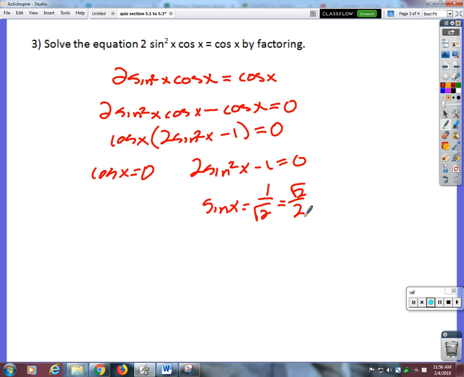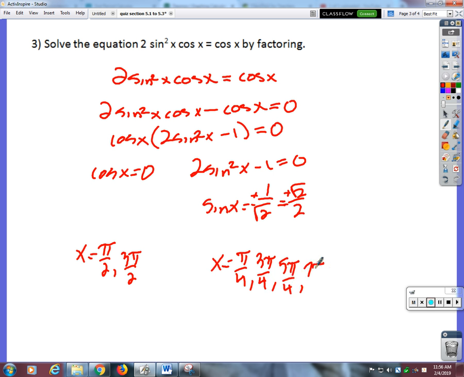And then you look up on your circle chart, where does the x coordinate equal 0? So that is at pi over 2 and 3 pi over 2. And then, oh sorry, we take the square root so you get a plus or minus. Where does the y coordinate equal root 2 over 2? That's at pi over 4, 3 pi over 4, 5 pi over 4, and 7 pi over 4.